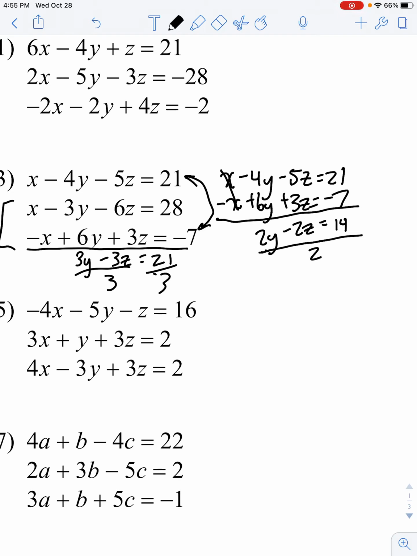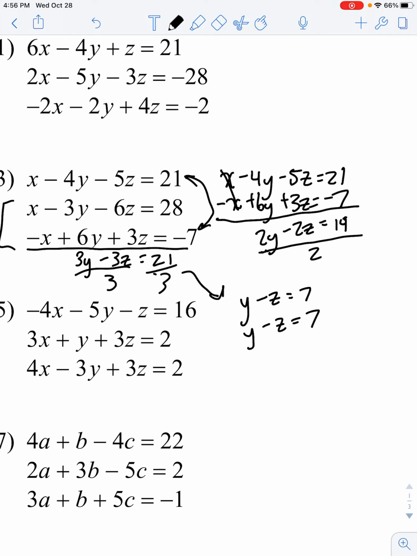So when I rewrite this, this guy is going to turn into, I'm just going to divide everything through by 3. 3y divided by 3 is just y. Negative 3z divided by 3 is just negative z. And 21 divided by 3 is just 7. Okay, I'm going to do the same thing with this guy. If I divide 2y by 2, that's just y. Negative 2z divided by 2 is just negative z. And 14 divided by 2 is just 7.